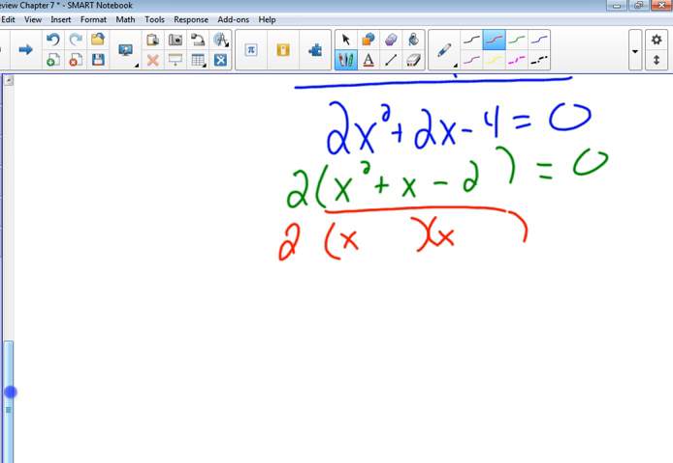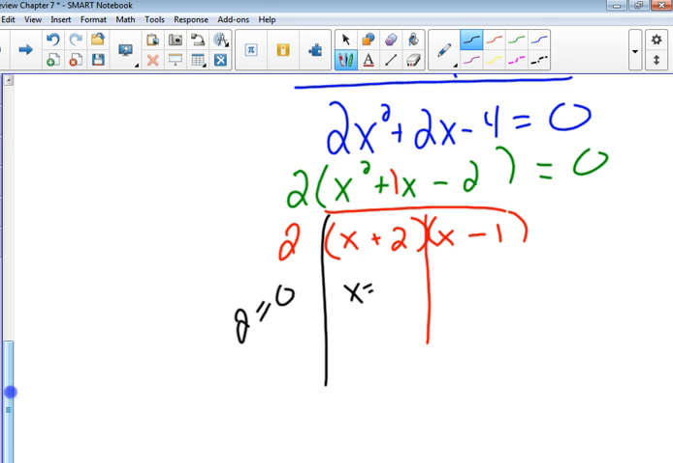What are your factors of 2 that can make a 1? 2 and 1. Good. Now, since you want a positive 1, which one needs to cross? 2. Good. This one's going to be a minus 1. Now, at the end, your last step, we can set each of these to 0. So x plus 2 equals 0, this one's going to be x equals negative 2. Great. And then x minus 1 equals 0, x equals 1. Awesome. Oh wait, sorry. Can 2 equal 0? No, doesn't work. 2 can't be 0.